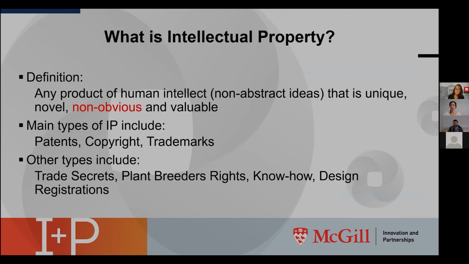All right, so intellectual property is legally defined as any product of human intellect, and that is currently in question. South Africa recently awarded a patent to an inventor who was an AI. But currently the definition is any product of human intellect that is unique, novel, non-obvious, and valuable. Its uniqueness just means that it's not out there already, and it's a fairly hand-wavy definition.